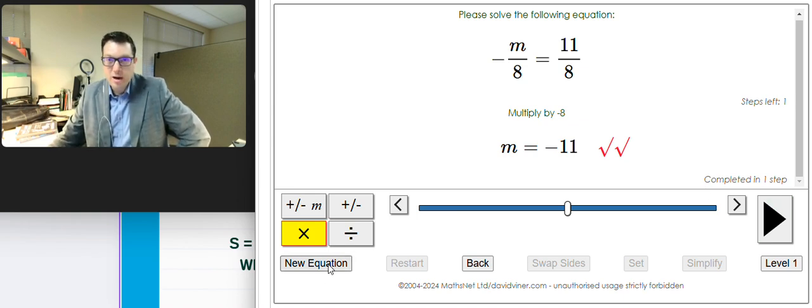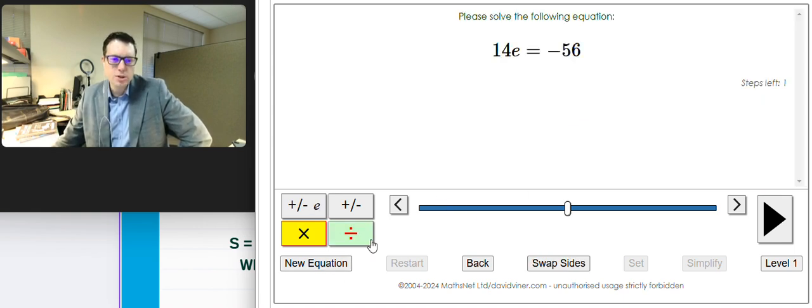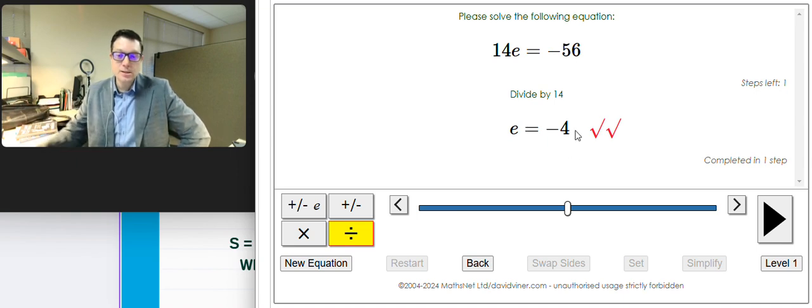So maybe if I want some more practice with this, I've directed my students, go practice like 6 level 1 questions, something to that nature. There they have it. Refresh, new equation, new steps to follow. So in this one, 14e equals negative 56. I know that I have to divide in order to isolate e, and I'm going to divide by 14. This time the operation is changed, and I'm going to drag the slider up to 14. Play. There we go, we have it. E equals negative 14, that's the solution.